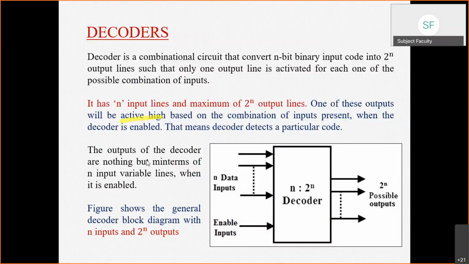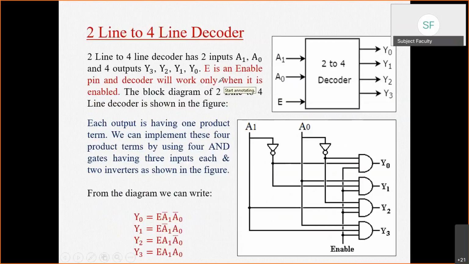Then we have seen the 2-line to 4-line decoder. You can observe here that the 2 inputs are A1 and A0 and the 4 outputs are Y0, Y1, Y2 and Y3. By observing this circuit diagram, you can say that these 4 outputs are nothing but the min terms of 2 variables, because by this circuit diagram you can easily write the expressions.